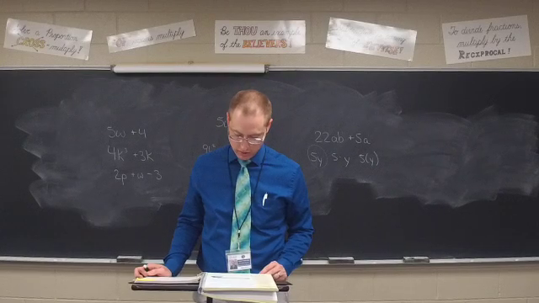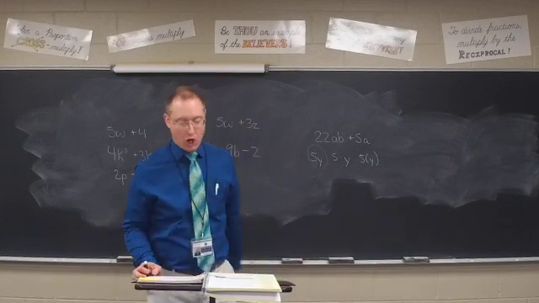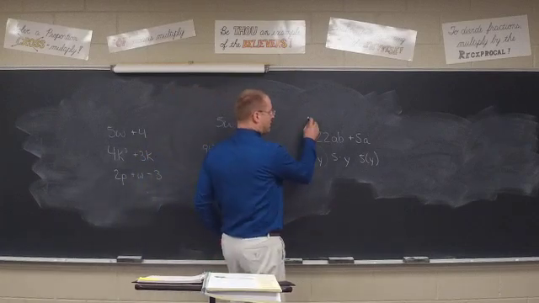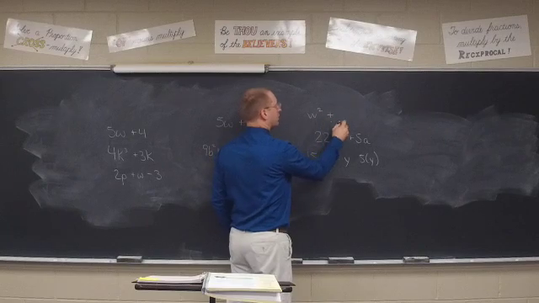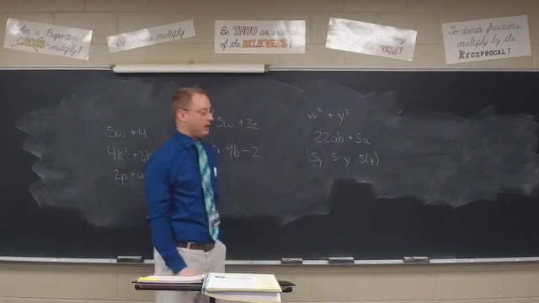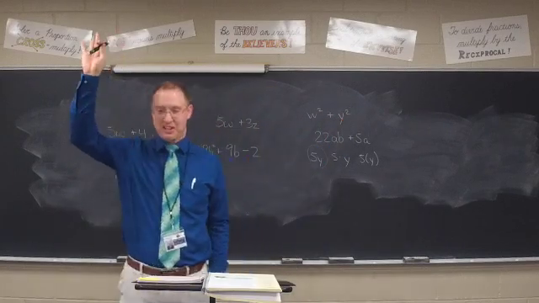W squared and y squared. How would I show w squared and y squared being added together? Put w squared first plus y squared. There we go. W squared plus y squared. How many had that for number 26?